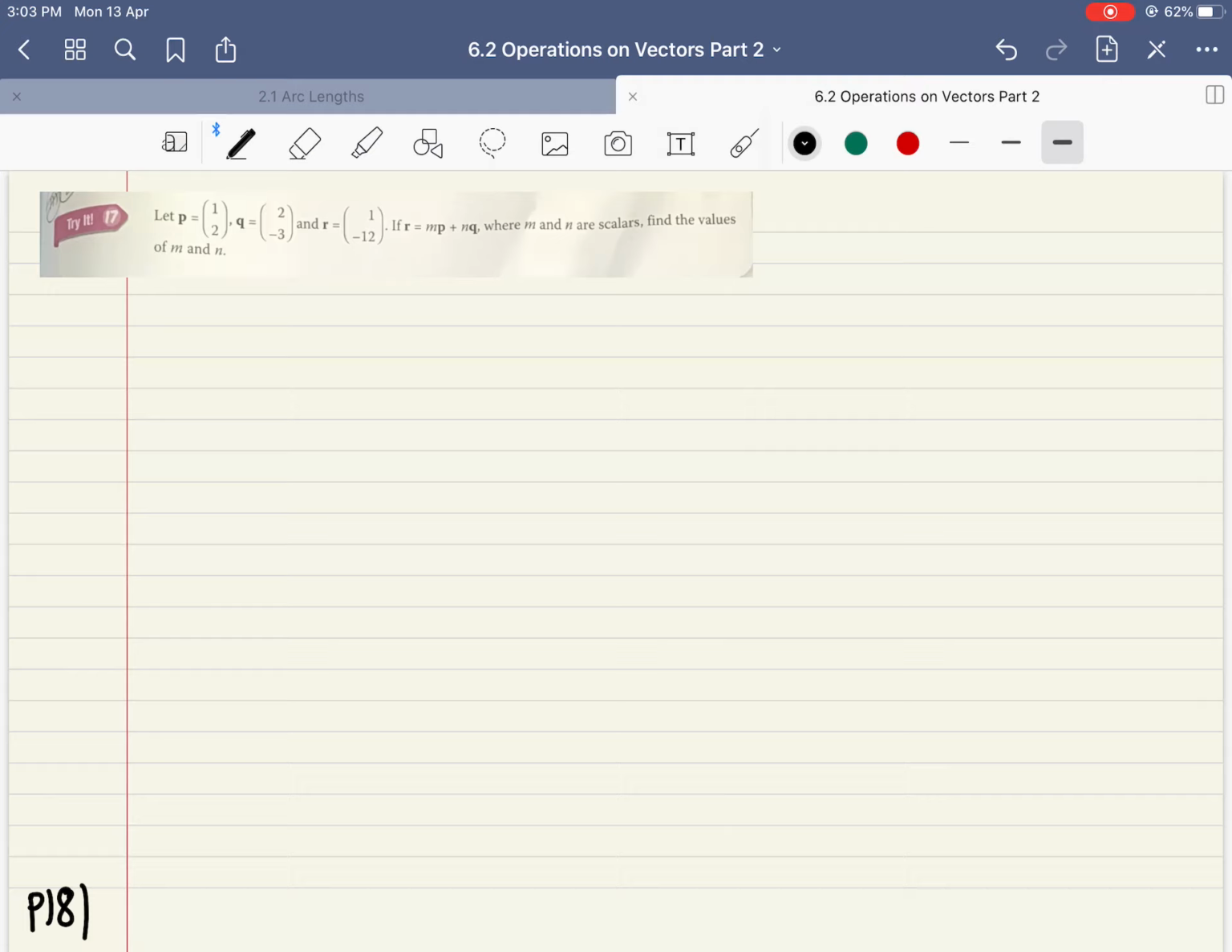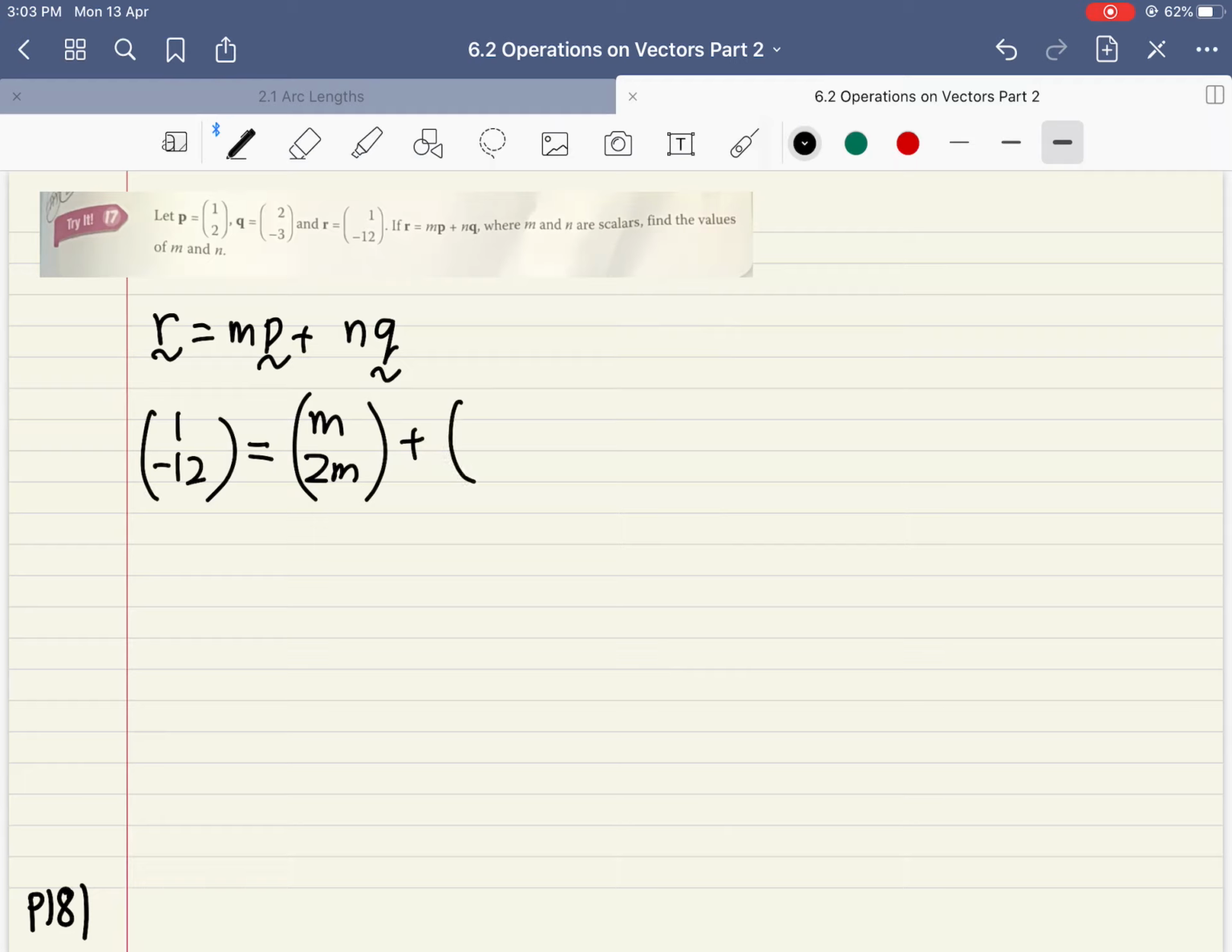Okay, we move on to try it 17. It can be found on page 181. Same thing. It tells you that R is equal to M times P plus N times Q. So let me just write that down. Vector R is M times P plus N times Q. So my vector R is (1, -12). M times P will give me M times (2, 1), plus N times Q. So it will give me (2N, -3N). So basically I've just translated this into this.